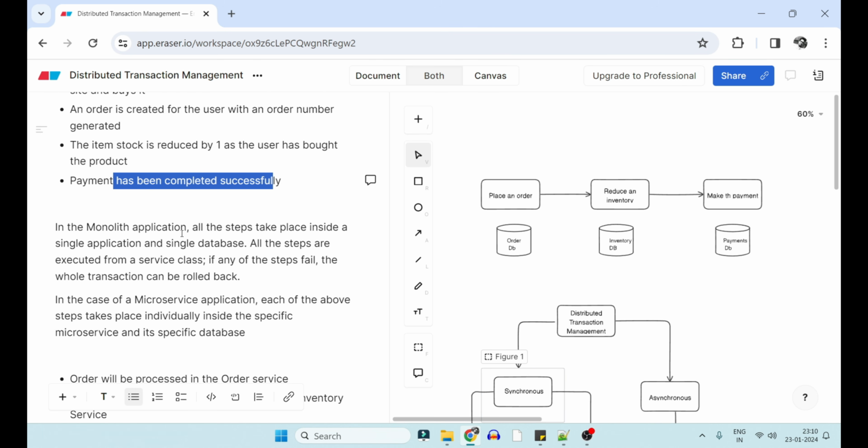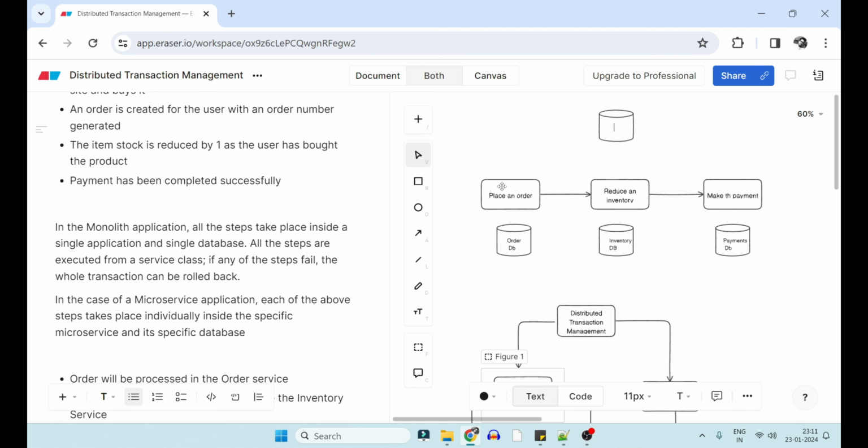In the monolithic architecture, all of them are going to have a single DB. And if any of these steps fails, say the payment fails, the inventory should go up again by that amount and the order should fail. So all this happens in the same class, business layer or method, and hence if any step fails, the transaction is completely rolled back. But this is not the case with microservice architecture.